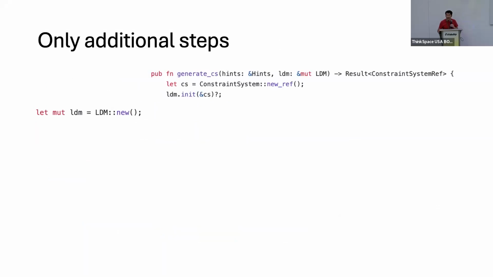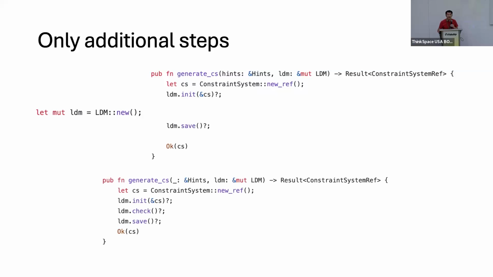And the only additional step that you need to do for using this memory abstraction is that you need to initialize it. When you have your script, you initialize it at the beginning, and you save the memory at the end. And you only need a final step to do what we call memory checking. You only need to do that once.